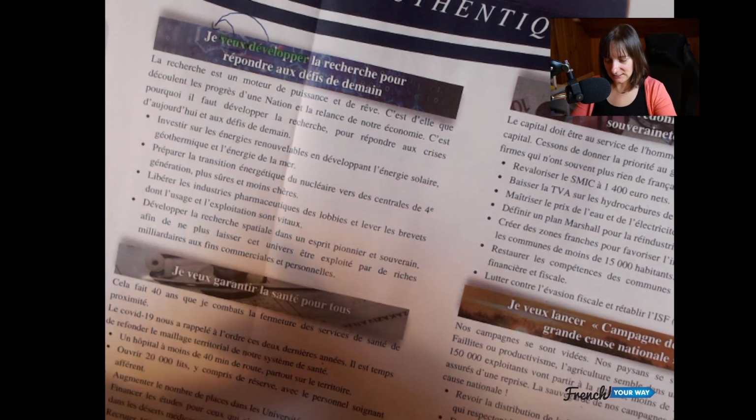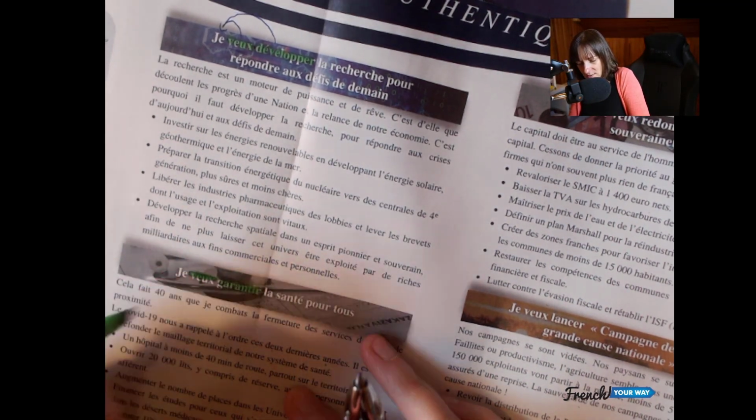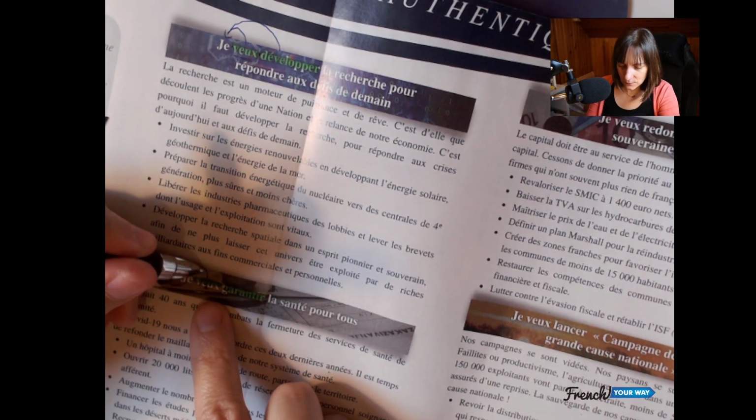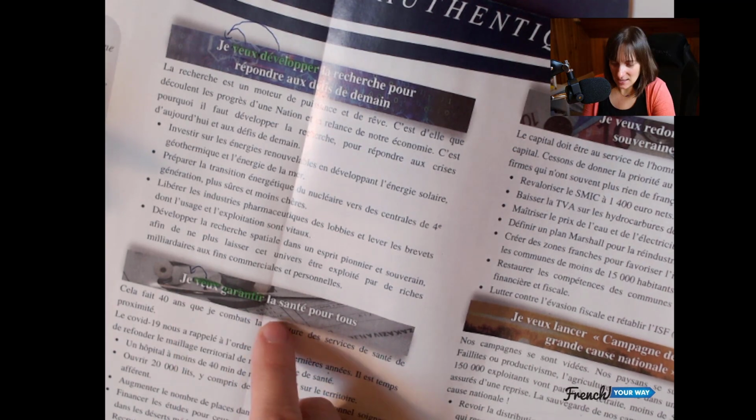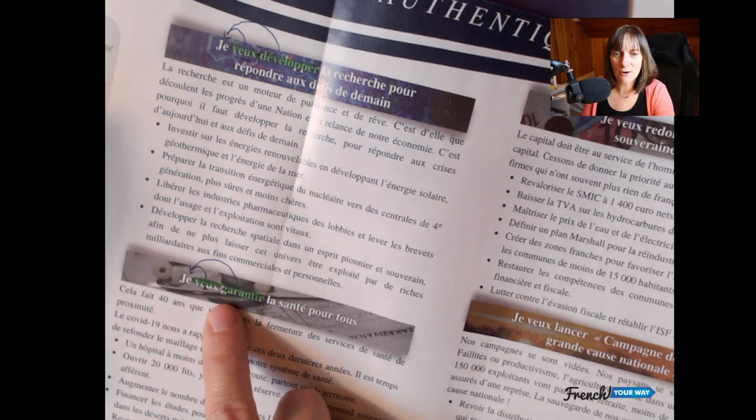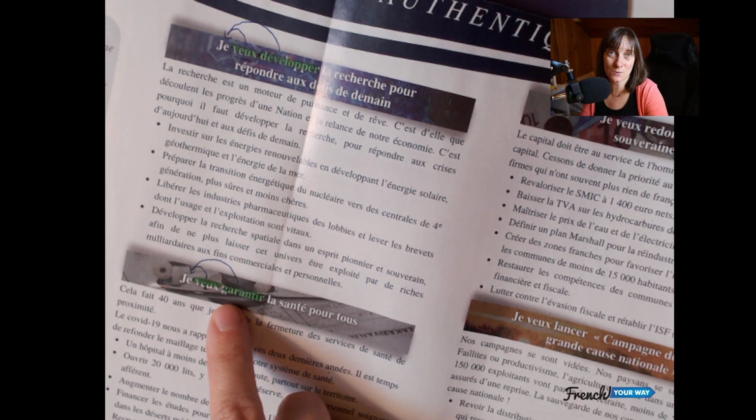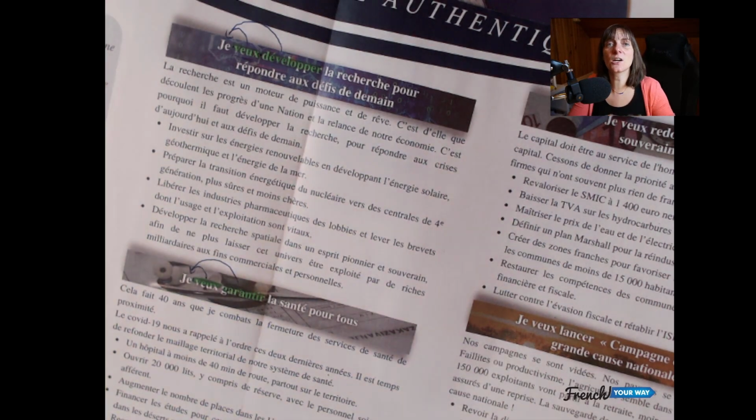Je veux garantir. Okay, who's doing the action of vouloir? The subject of je veux is je. And who is doing the action of garantir? To guarantee, it's the same subject. So in fact, when we have two verbs, the second one is in the infinitive because we conjugate the verb the first time, but we don't need to do it again the second time because it refers to the same person, the same subject. Okay?